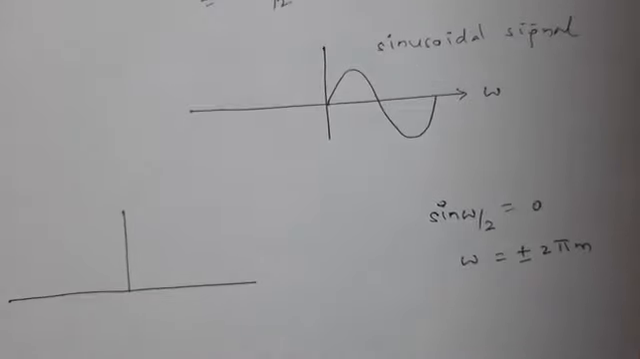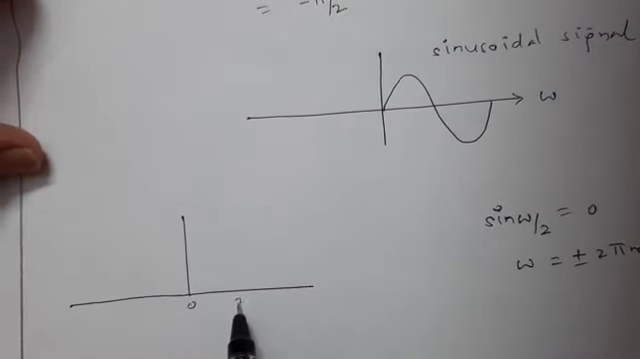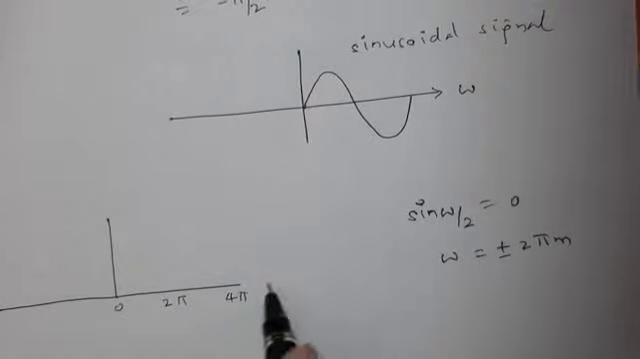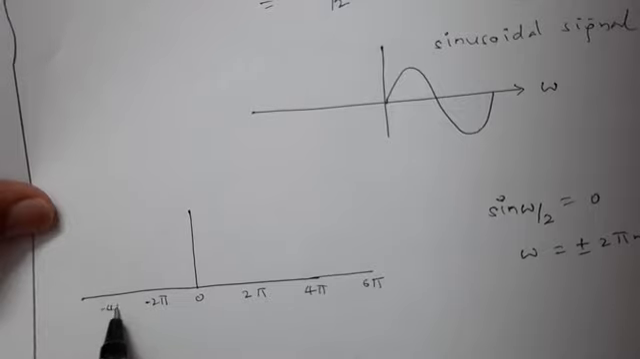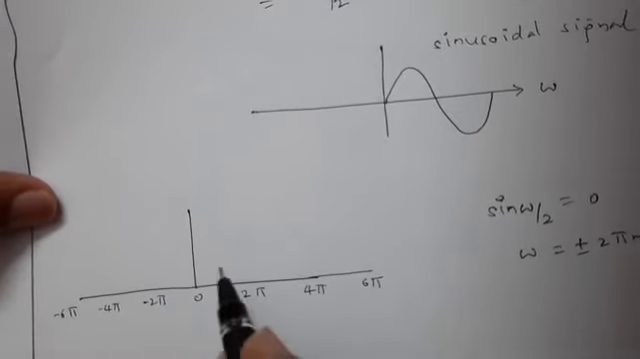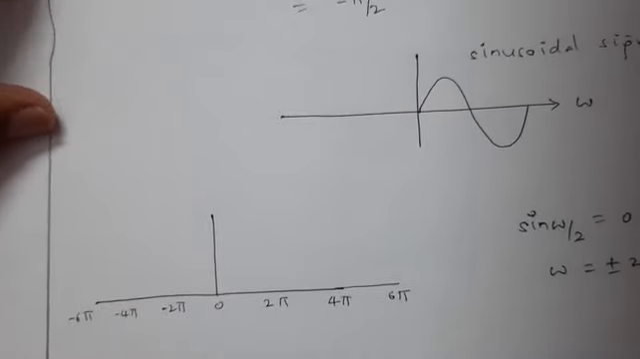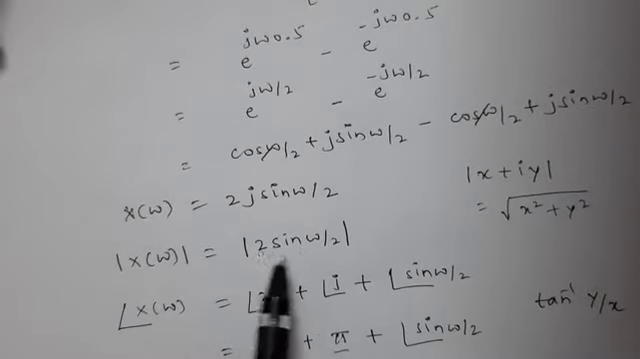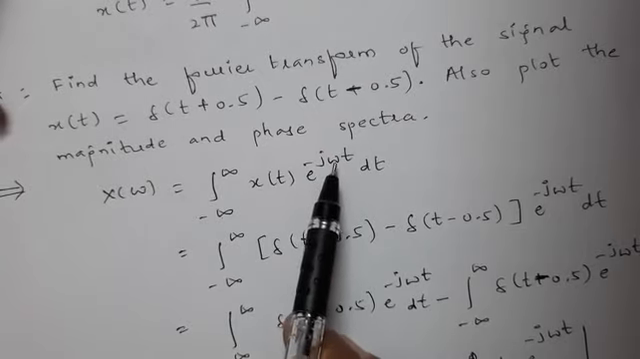M is an integer, and hence you can plot X of omega as 0, 2 pi. Why 2 pi? Because m equal to 1 gives 2 pi, m equal to 2 gives 4 pi, m equal to 3 gives 6 pi. Similarly minus 2 pi, minus 4 pi, minus 6 pi. Now what is the magnitude of X of omega at 0? The magnitude you told is 2 sine omega by 2. At 0, if you want to plot, put omega equal to 0, because you want the magnitude of X of omega at omega equal to 0.